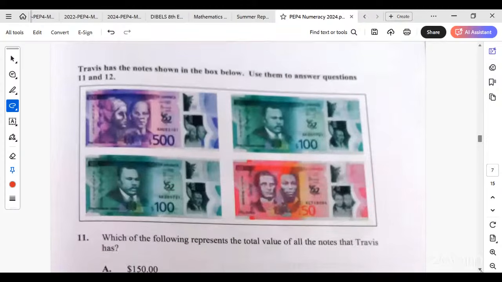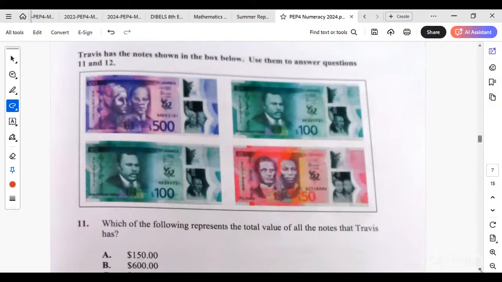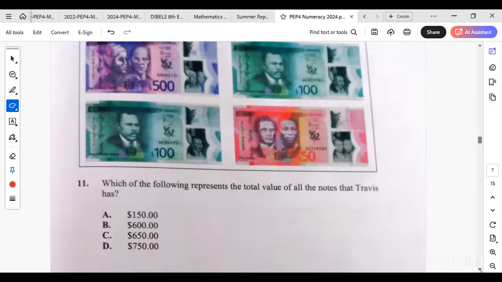Question 11. All right, Travis has the notes shown in the box below. Use them to answer questions 11 and 12. All right, so we see a $500 note, a $100 note, another $100 note, and a $50 note. So which of the following represents the total value of all the notes that Travis has?